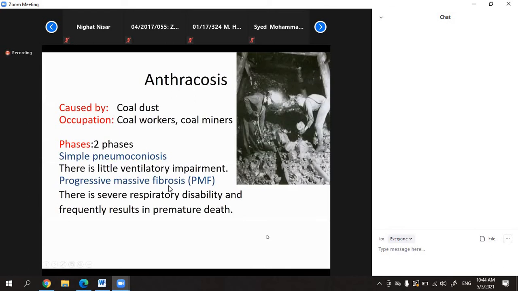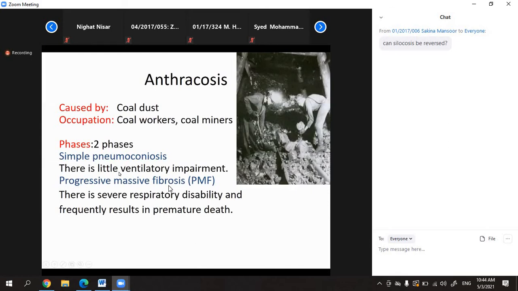From ancient times, it's a most important occupation, and many people are involved. There are serious incidents. If you search, mine blastings are very common, and there is serious morbidity and mortality associated with these coal mine workers. In simple pneumoconiosis, there is little ventilatory impairment, and it can be detected through regular screening of the workers and their periodical examination.